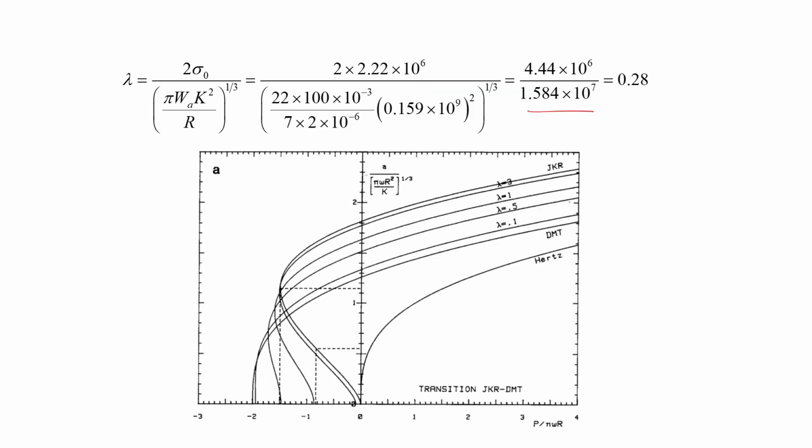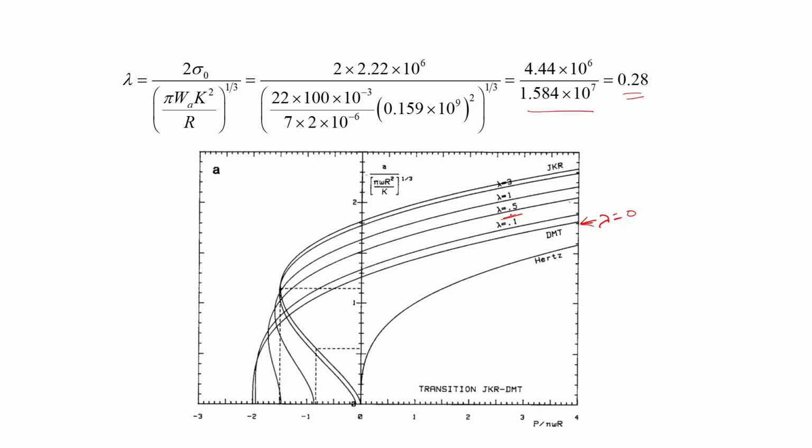Now, with this value of lambda, what we can see is that for DMT, lambda will be equal to 0, because there is no attraction outside this contact area. So, sigma 0 is effectively 0. That corresponds to this DMT model, lambda equal to 0, and as we increase it to a very high value, lambda goes very high, and that goes to JKR. But what we have is 0.28, which is somewhere in between. So, this is not exactly DMT and this is not JKR.